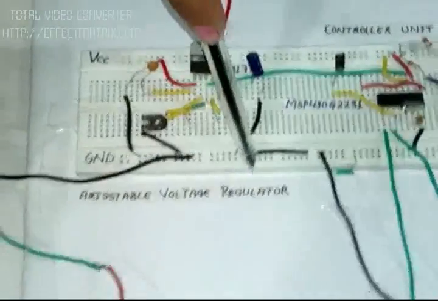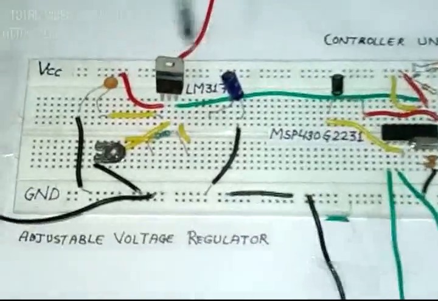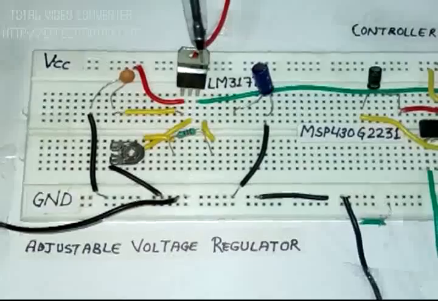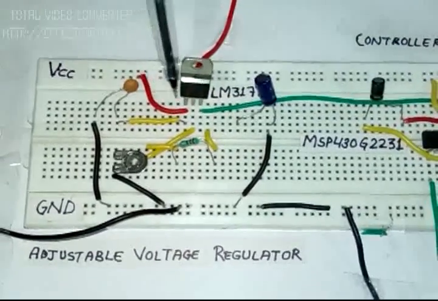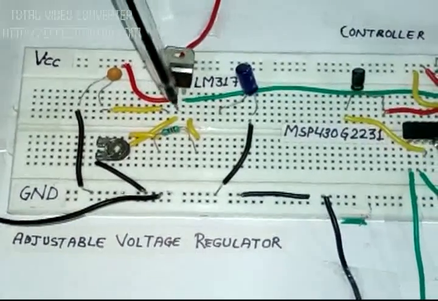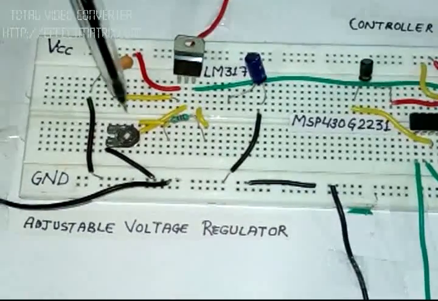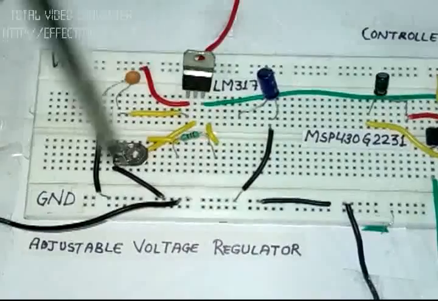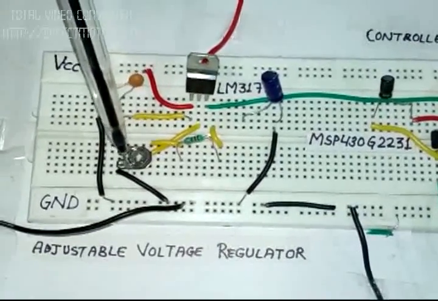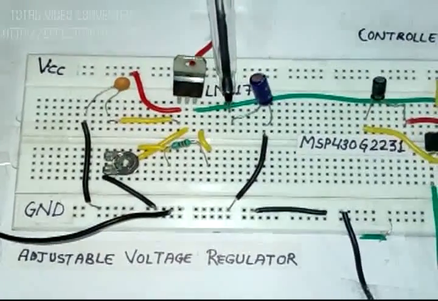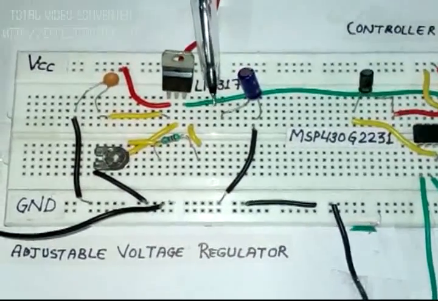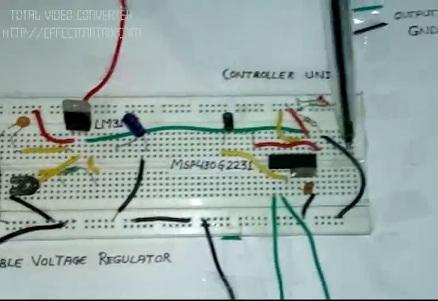Now here is an adjustable voltage regulator circuit. It consists of the LM317 IC which is made by Texas Instruments. These ICs have 3 ports: input, output, and an adjustment port. A variable resistor of 2K is connected to its adjustment port. By varying the value of this resistor, we can vary the output voltage of this circuit between 1.8 volts and 3.6 volts.